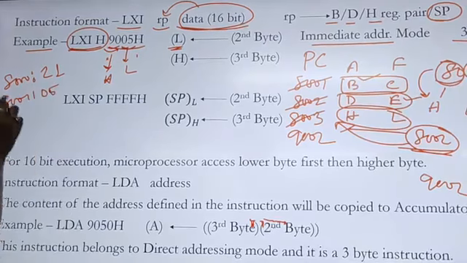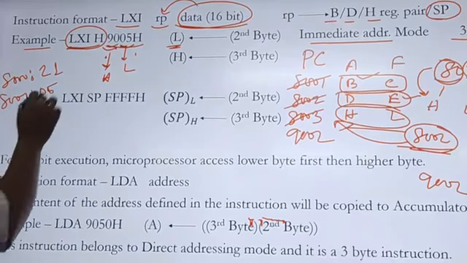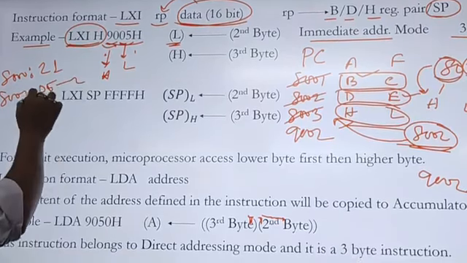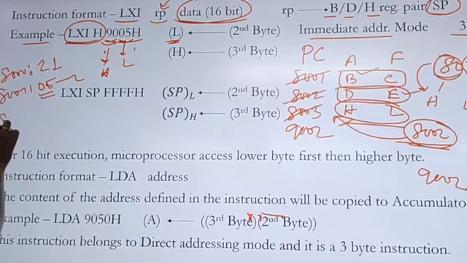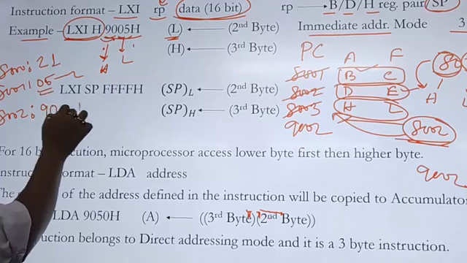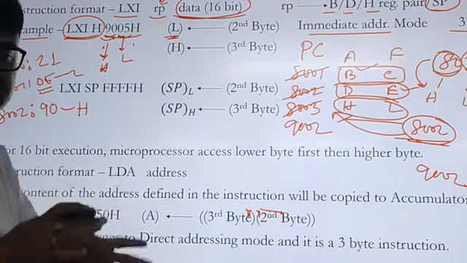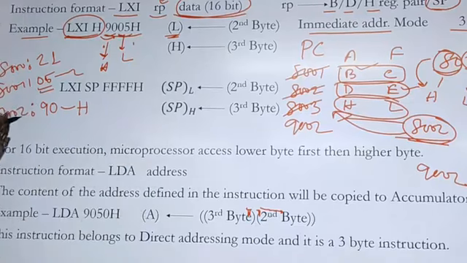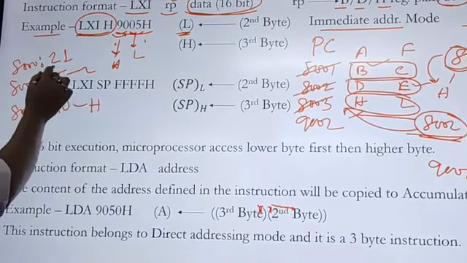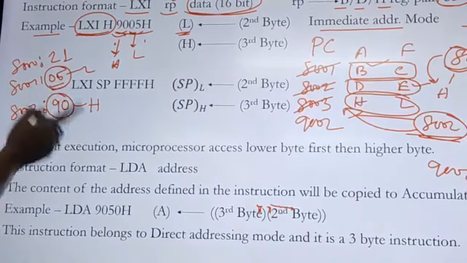Why? Because the next time we enter a value, that will be stored in the A register. That is why the lower byte should be entered first. Then in 8002, 90 will be entered, which will be stored into the A register, because the microprocessor always accesses the lower byte first, then the higher byte. That is why 05 will be entered second. So 05 is called the second byte, and 90 is called the third byte.